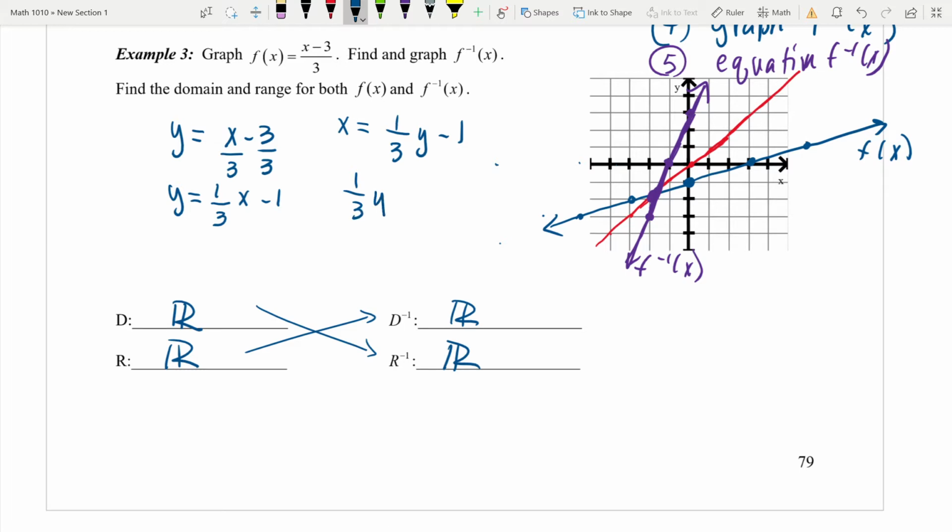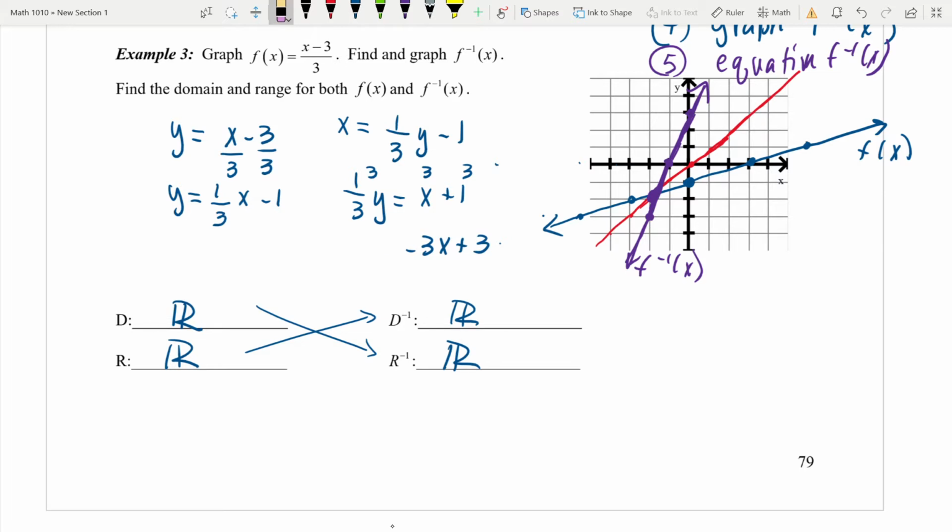So you have 1/3 y equals x plus 1. I want to get rid of the 1/3, so I'm going to multiply this and this and this by 3. So I get y equals 3x plus 3.